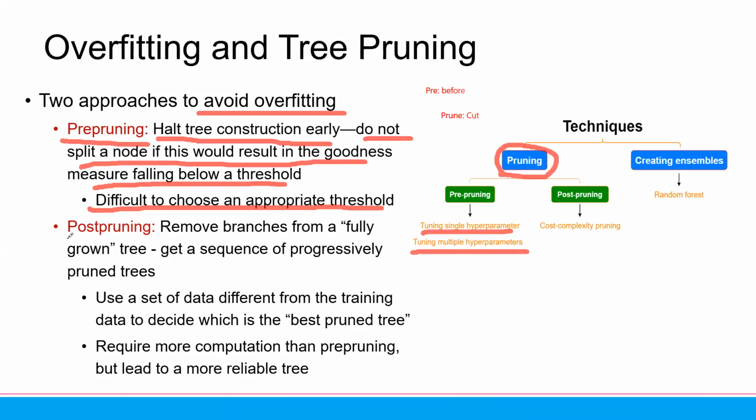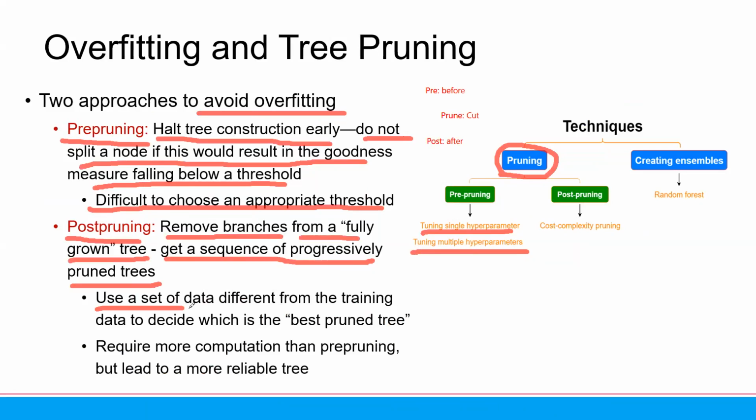The other approach, we call it post-pruning. Post means after. After we have the decision tree, we want to remove branches from a fully grown tree. So it means a complete tree, and then we get a sequence of progressively pruned trees. So we go step by step, one by one, cutting the branches.